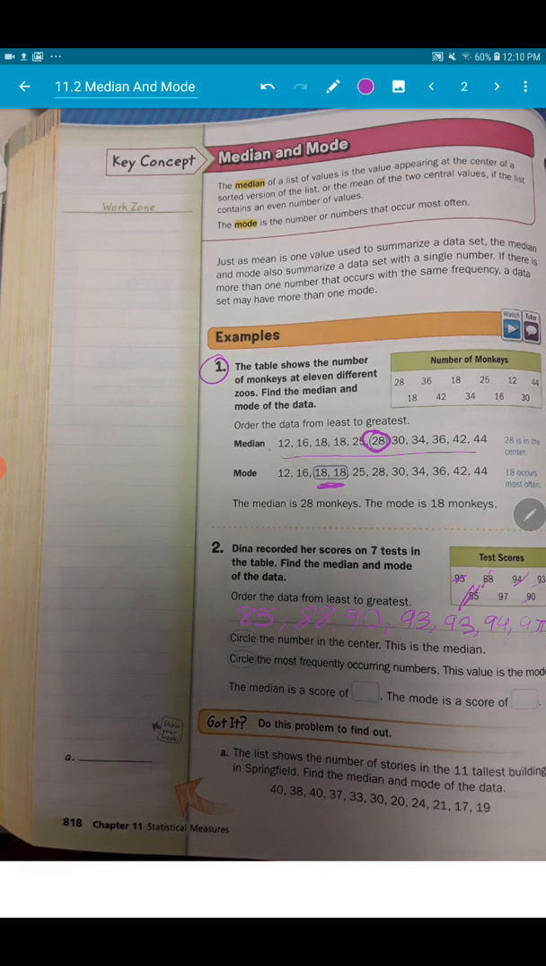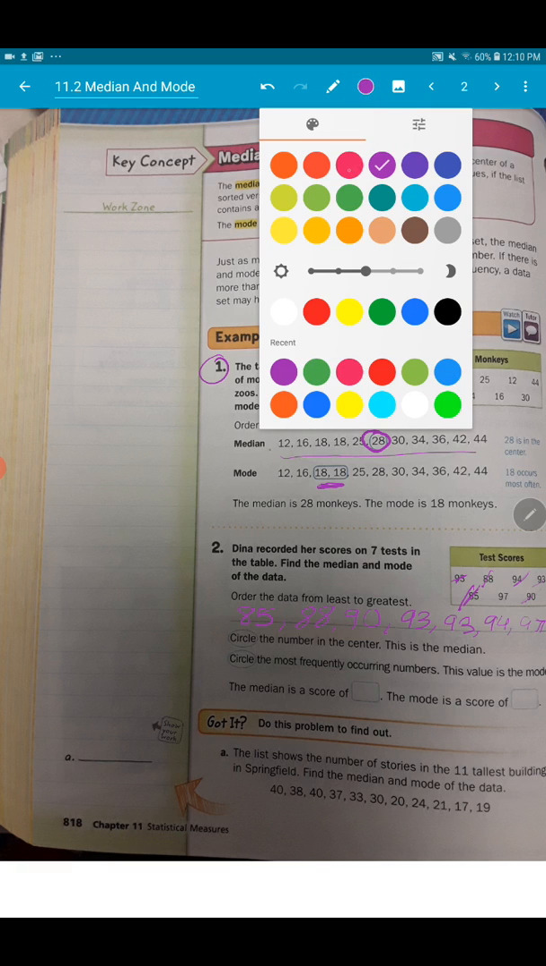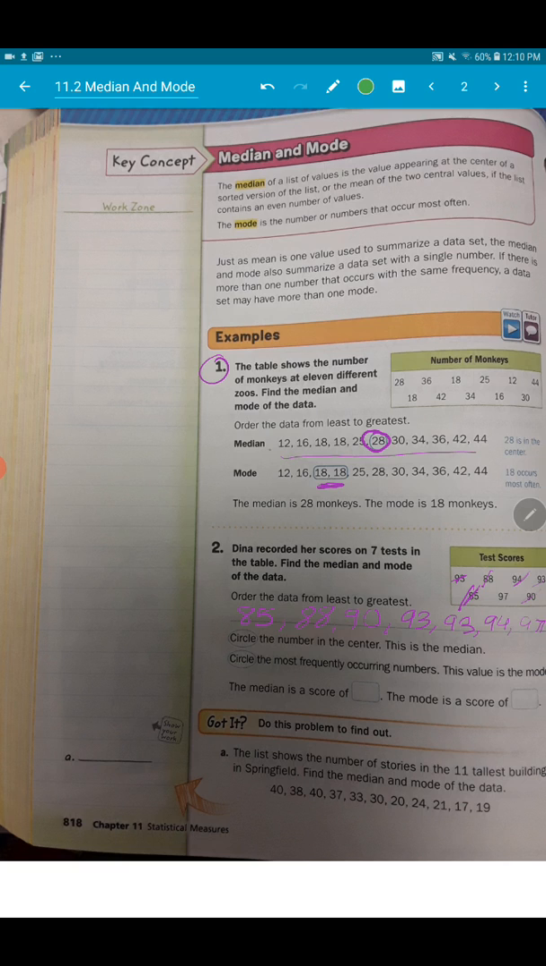All right. Circle the number in the center. So count off the number in the center. So we know it's 7, so we know there'll be 1 in the center. 1, 1, 1, 1. 93 is actually the median. The mode, what would the mode be? What number happens the most? It is also 93. Median's 93 and the mode is 93.